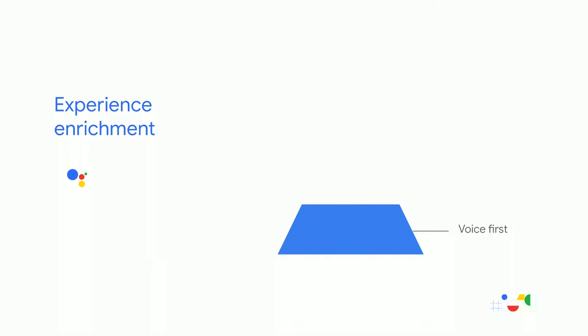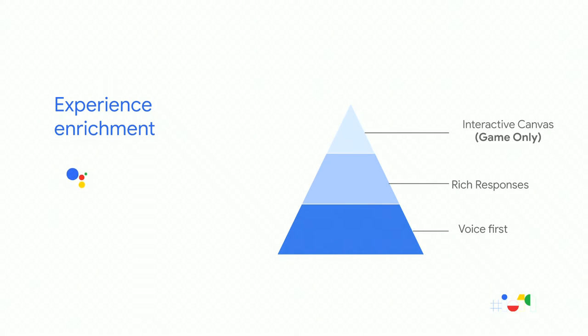So we have talked about this pyramid throughout our talk. I just want to have a quick recap. SSML and the sound library allow you to express creativity through sound, and that allows you to build a solid voice-first experience. Rich responses let you present images, but they are slightly limited. That means that you cannot customize them. At the top of the pyramid is where we have the interactive canvas, that can allow you to create the deepest level of experience.